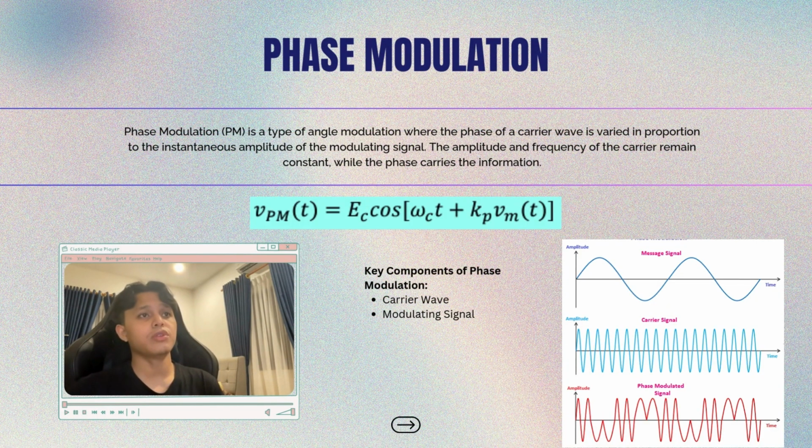Next is phase modulation. Phase modulation, or PM, is a type of angle modulation where the phase of a carrier wave is varied in proportion to the instantaneous amplitude of the modulating signal. The amplitude and frequency of the carrier remain constant, while the phase carries the information. That's the general equation. These are the key components of phase modulation: carrier wave and modulating signal. There is no frequency deviation.